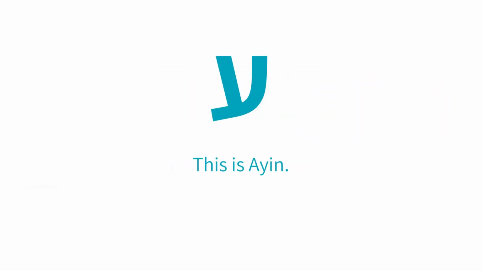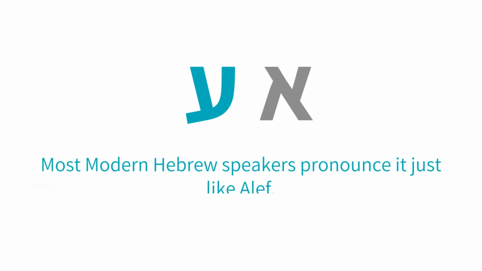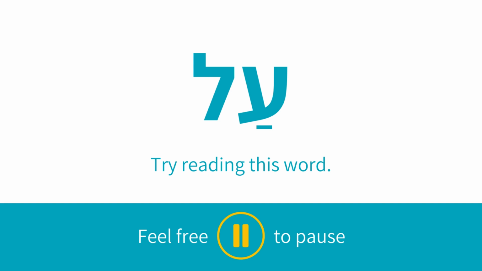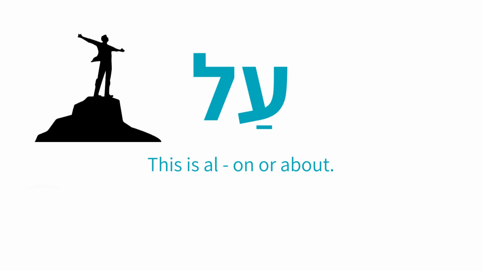This is ayin. Most modern Hebrew speakers pronounce it just like aleph. Practice the handwritten version. Try reading this word. This is al, on or about.